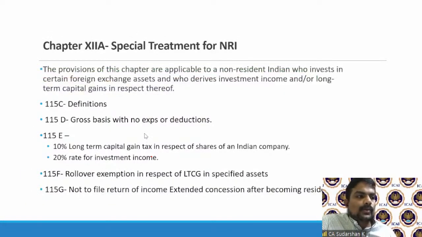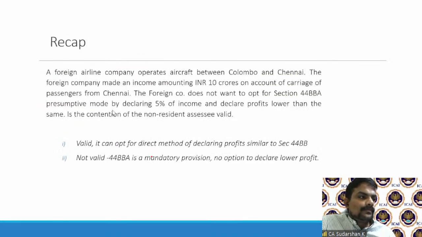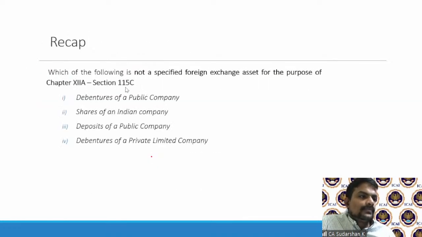Now, if you look at Chapter 12A, 115C talks about definitions, that is, non-resident Indians who invest in certain foreign exchange assets. Now, 115C specifically mentions what those assets are. That is precisely the question here. The question is which is not a specified foreign exchange asset. This again tests your memory largely.